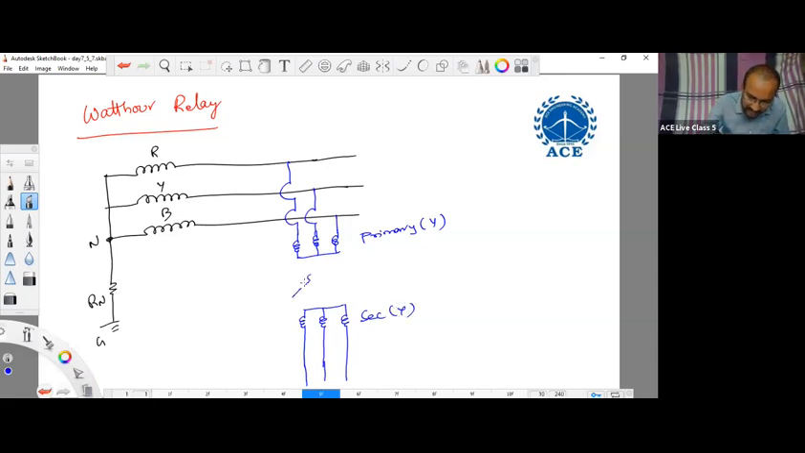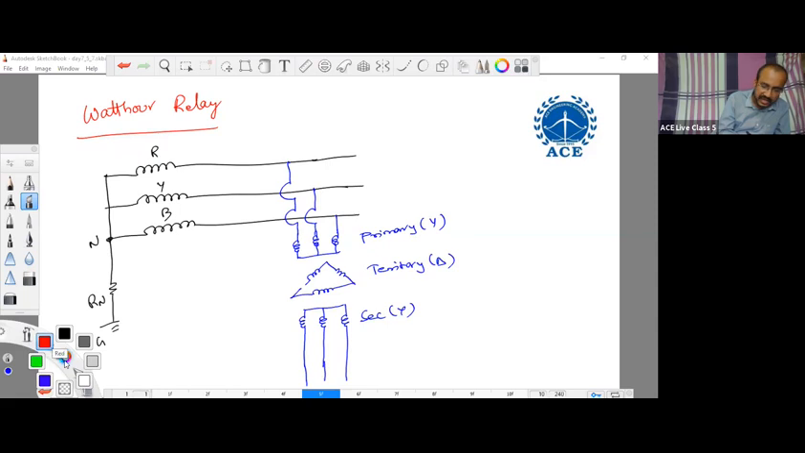And the tertiary is delta connected, and it is open in one of the phases. Now you observe the watt hour relay consists of two coils: one is the voltage coil and the other is the current coil. For the three phase system, we will use three voltage coils. One voltage coil is connected between R and Y.